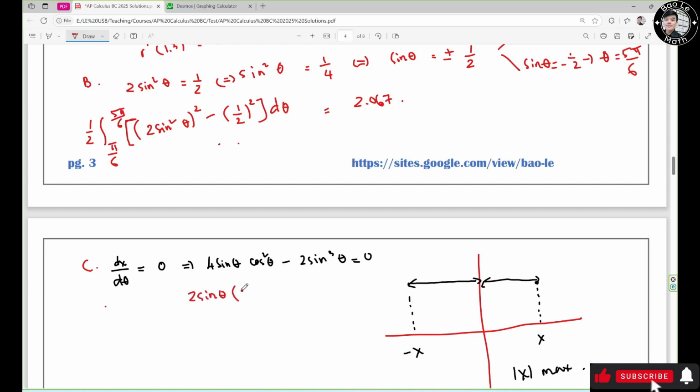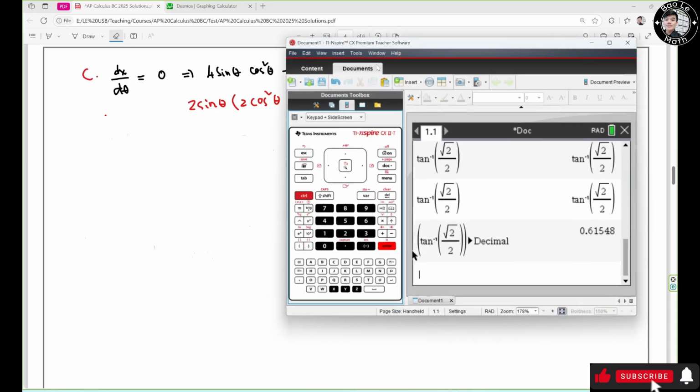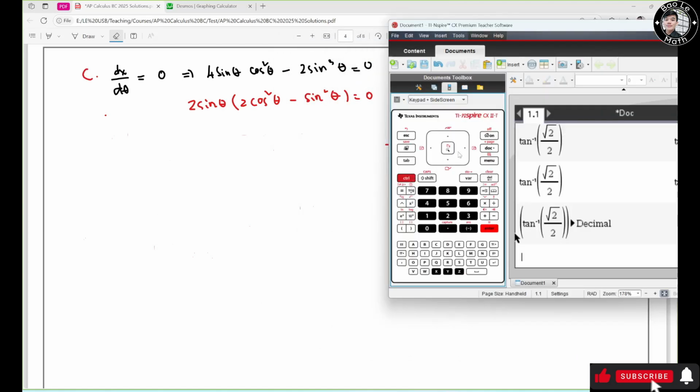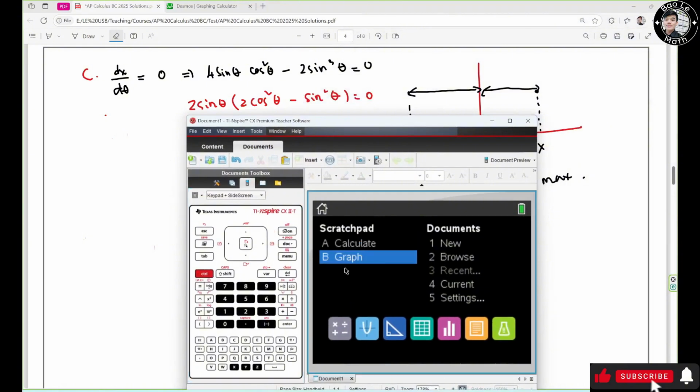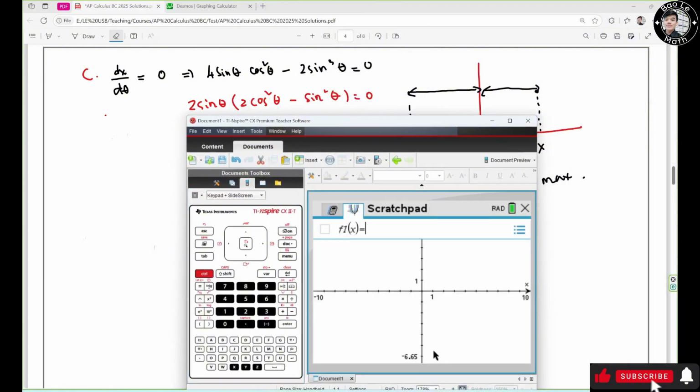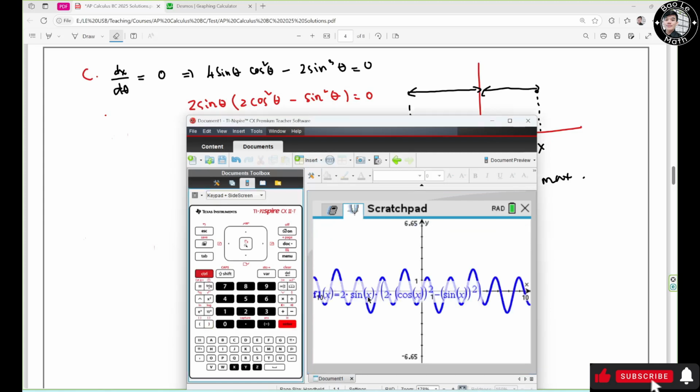So it turns out to be 2 cosine square theta minus sine square theta equals 0. Now we're going to bring up the calculator to solve this equation. Go to the main screen, and hit graph right here. You input this function, then you can hit enter. It's going to be right here.